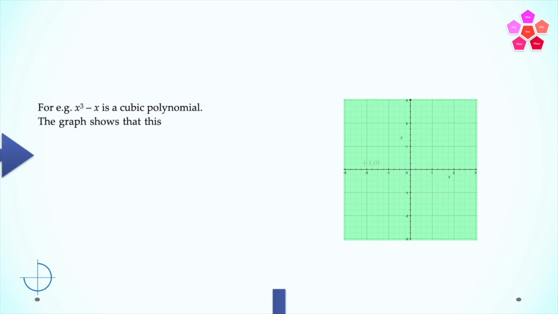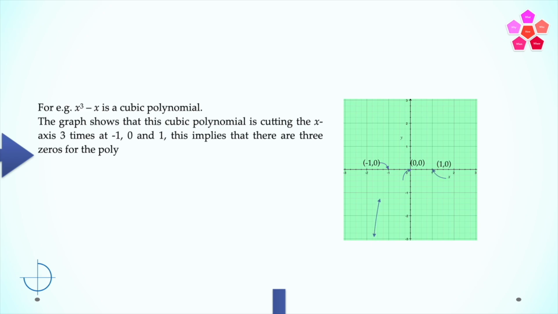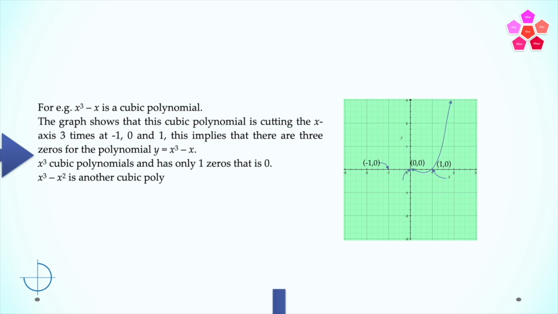For example, x cubed minus x is a cubic polynomial. As we can see, the highest degree of x is 3. So, plotting it on the graph, we see that the graph shows that the cubic polynomial is cutting the x-axis 3 times at -1, 0, and 1. This implies that these are the 3 zeros of the polynomial y is equal to x cubed minus x. X cubed, the cubic polynomial, has only 1 zero, that is 0. Whereas x cubed minus x squared is another cubic polynomial that has 2 zeros, 0 and 1.